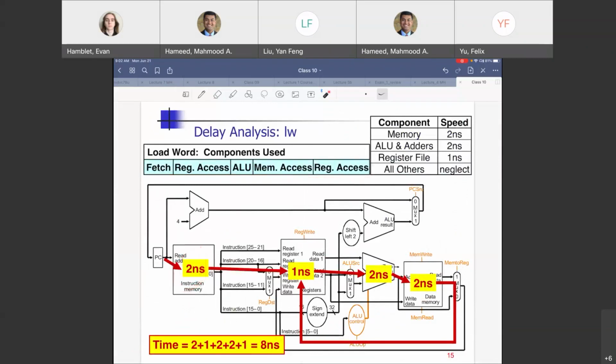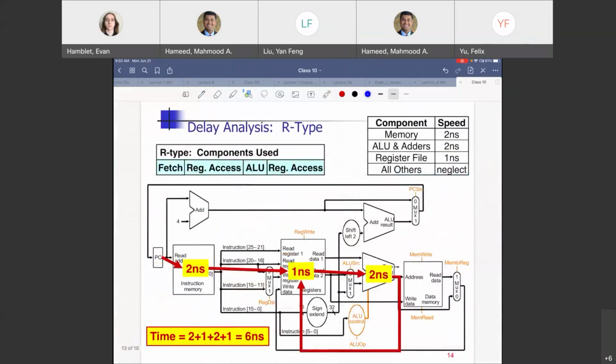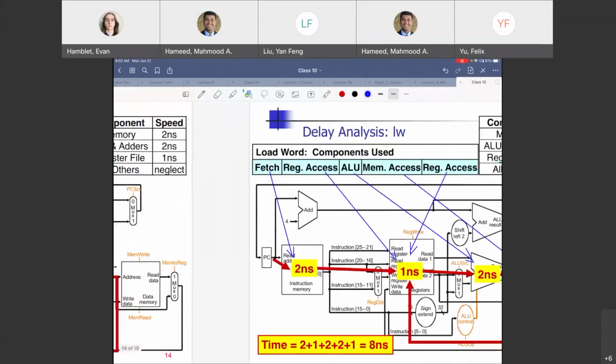So you have got 2 for the, let me just draw arrows there. 2 for that, 1 for that, 2 for that, 2 for that, and then we come back and do 1 for that. Add up, this guy is going to have 8 nanoseconds. A load word is 2 nanoseconds slower than an R-type instruction.